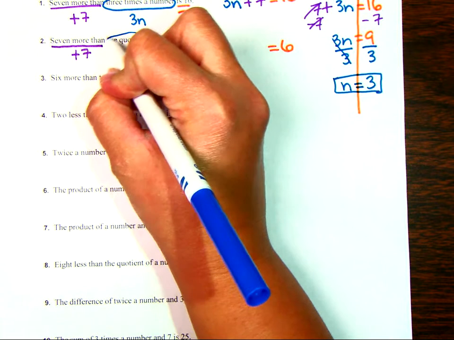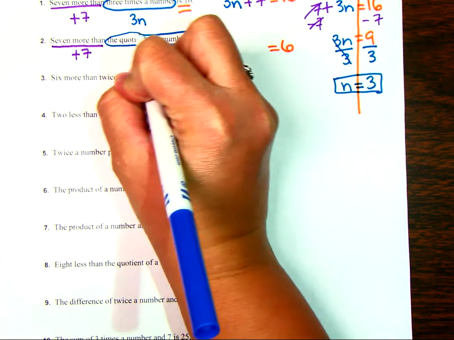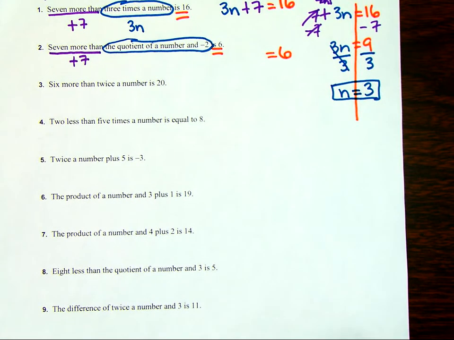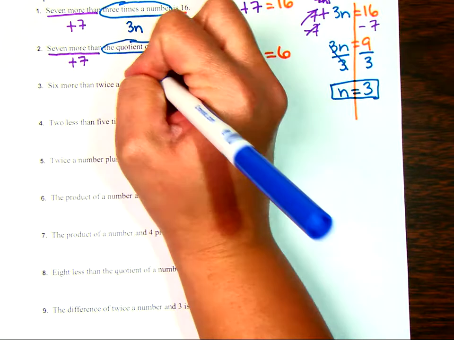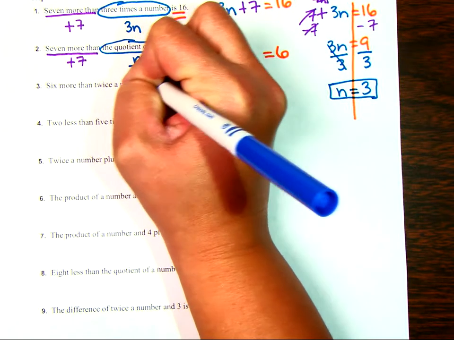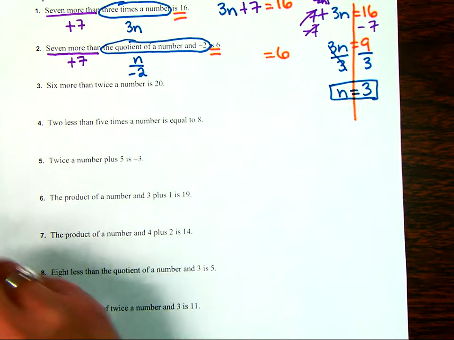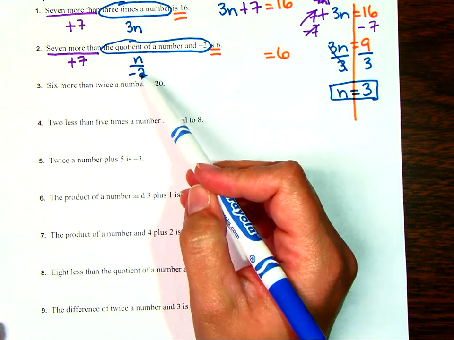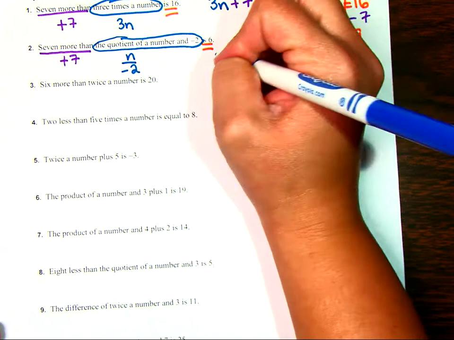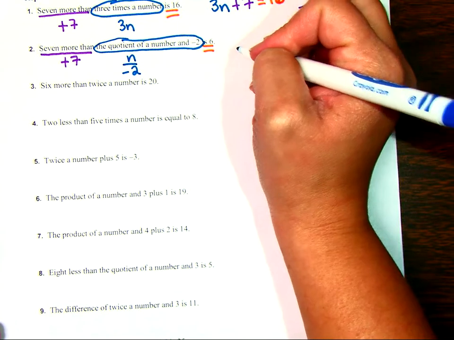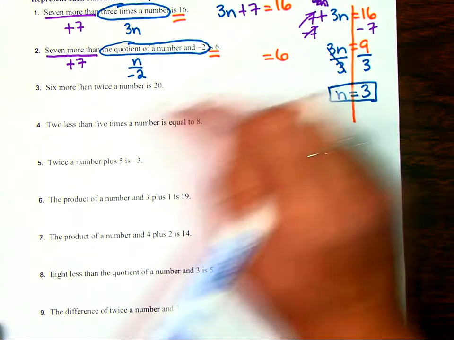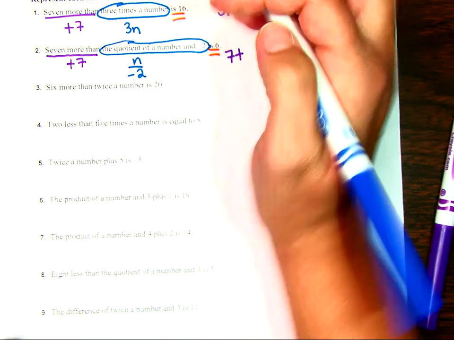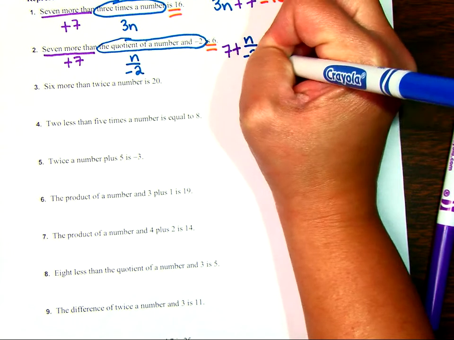Now this is what we have to look at. The quotient of a number and negative 2. The quotient is the answer to a division problem. So that means I'm going to take some number and divide it by negative 2. Again, normally you're going to see the variable first, but if we're saying 7 more than, because we're adding, we could say 7 more than the quotient of a number and negative 2.